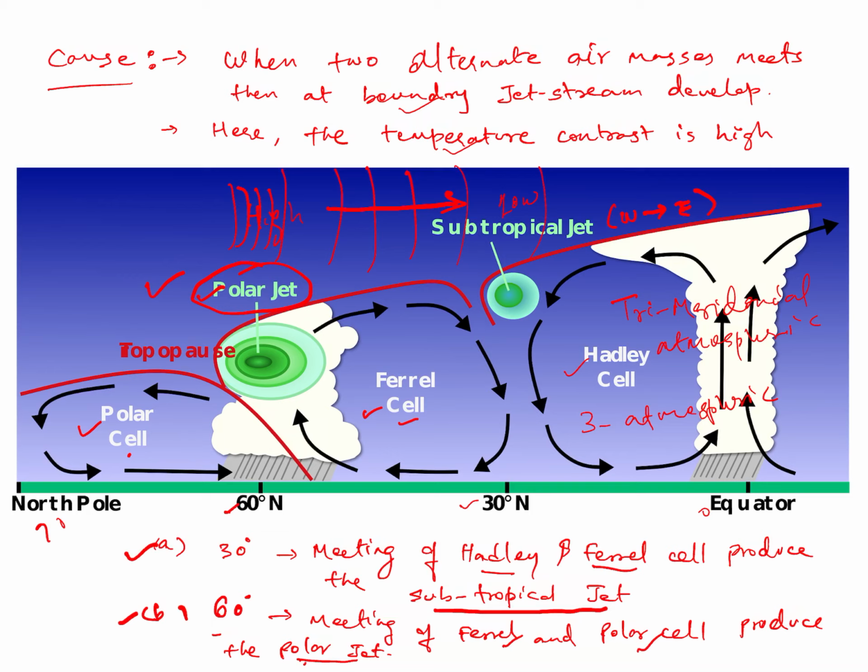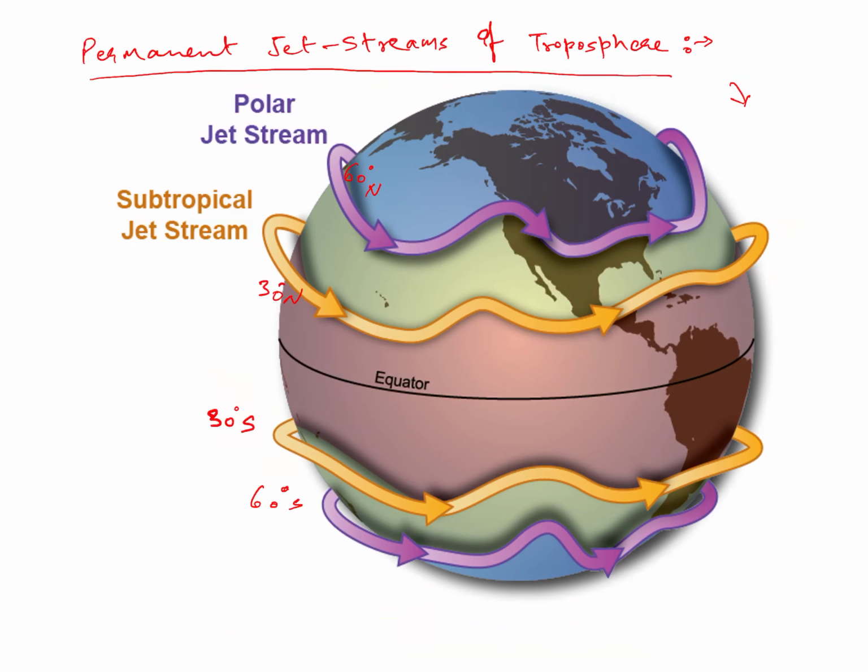In the winter season the jet stream becomes stronger and moves in which direction? Towards the equator. In summers, as the energy shifts towards the higher latitudes, the jet stream also pushes towards the pole. Now this is the location of the jet streams. The role of the polar jet stream as well as the subtropical jet stream is to define the weather conditions of the mid latitudes as well as the higher latitudes.